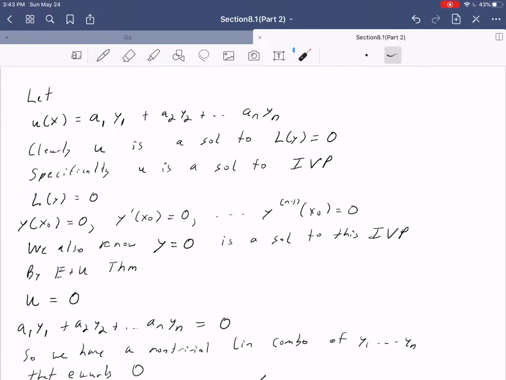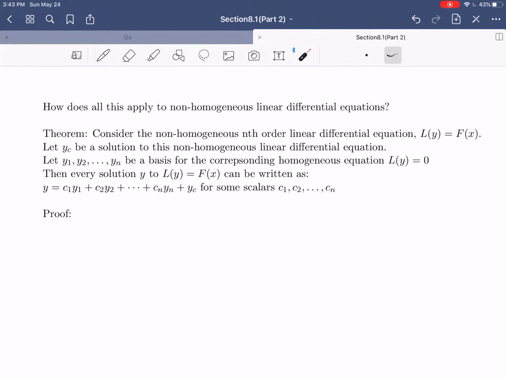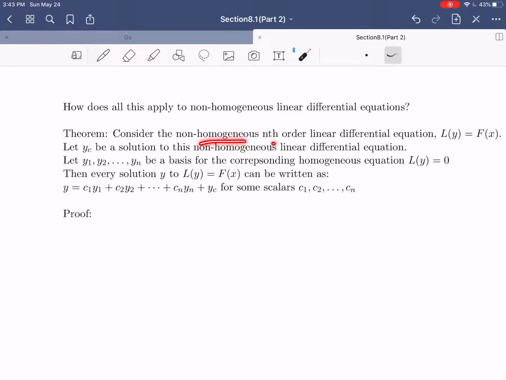All right, the last theoretical concern we need to talk about here is how this applies to non-homogeneous linear differential equations. And it turns out we've got one easy theorem that tells us that. So, theorem. Let's consider the non-homogeneous nth order linear differential equation defined by L of y, that general nth order linear differential operator, equals f of x. So this is what's making it non-homogeneous.